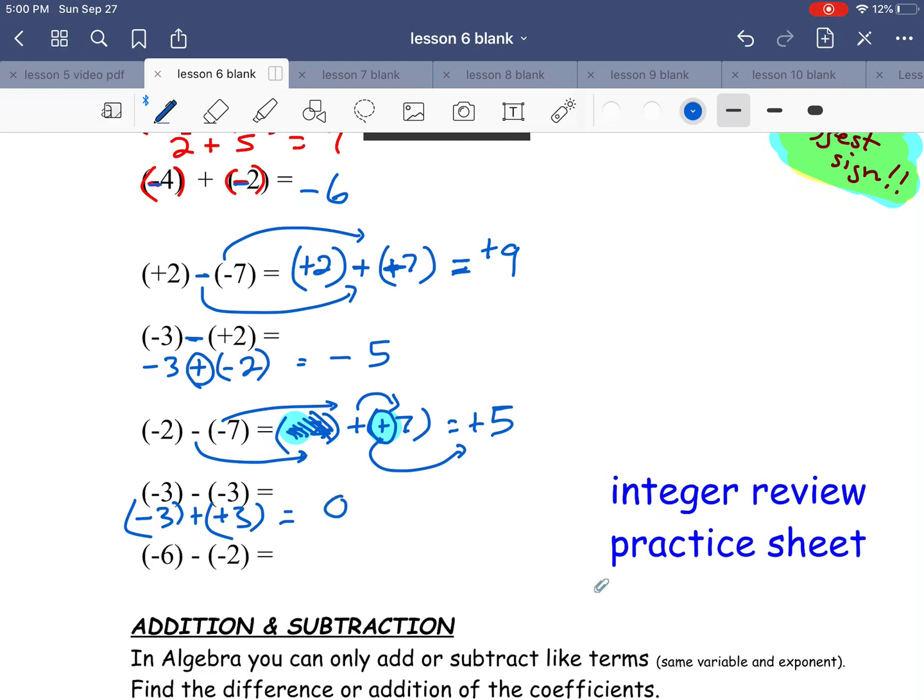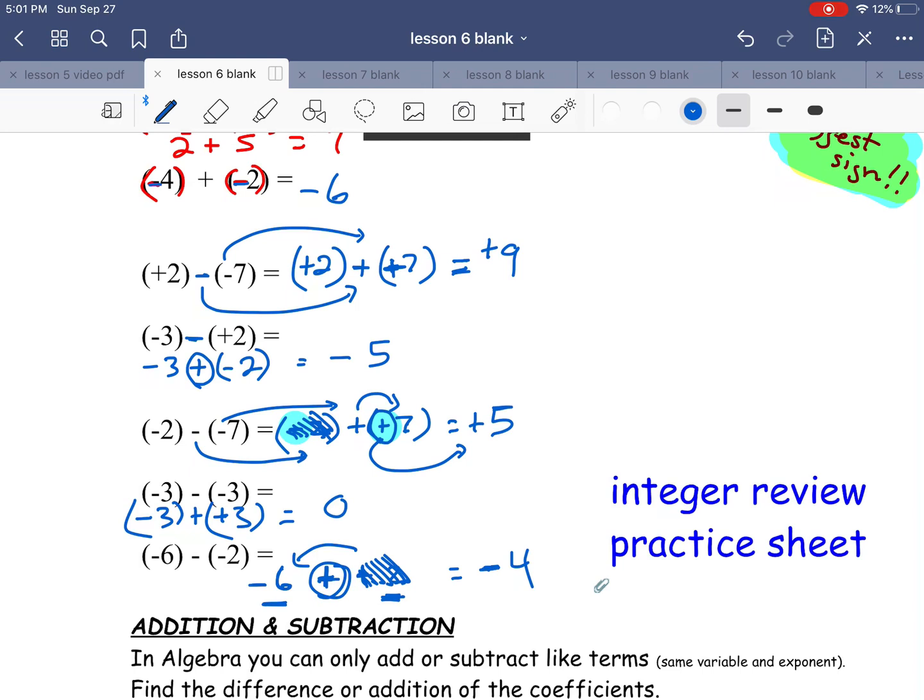Last one here for just integer practice, and then I'm going to introduce what we see in the algebra. -6, don't change. Change that to adding, and change your last number there to a +2. So you're adding this time, right? You're adding, but they're different. Negative and positive means you're subtracting. So take 2 out of this. You're left with 4 negatives.